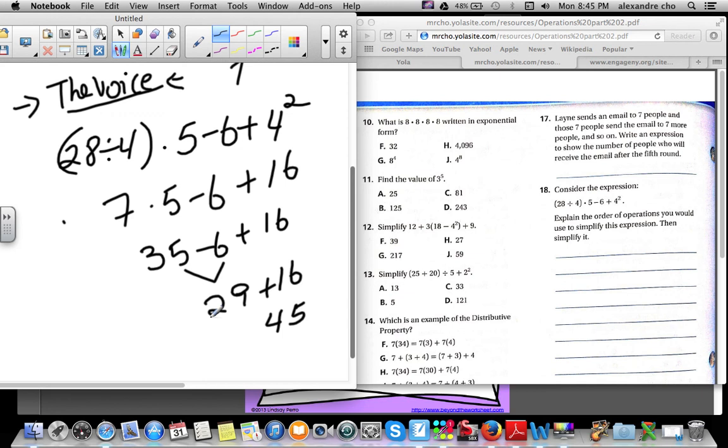So you do that, and it also says, explain the order of operations you would use to simplify the expression, then simplify it. Explain the order, and it's exactly what we did right here.